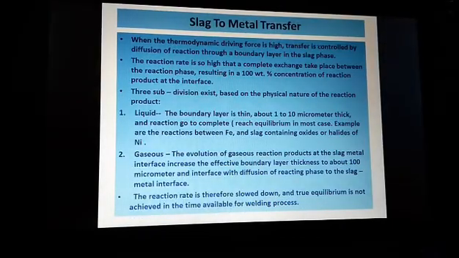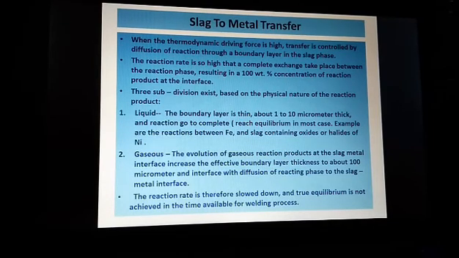Slag to metal transfer, where the thermodynamic driving force is high, is controlled by diffusion of the reaction product through a boundary layer in the slag phase. The reaction rate is so high that a complete exchange takes place between the reacting phases, resulting in 100% weight concentration of reaction product at the interface.